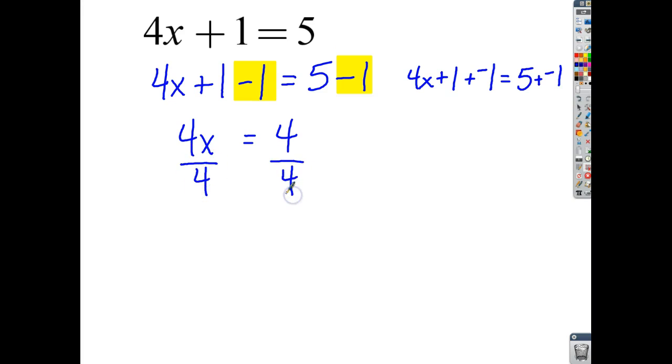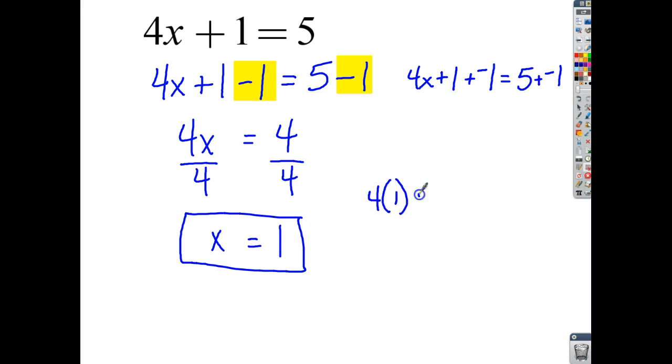We'll take 4 by 4, and I get 1x is equal to 1. Okay. Let's go ahead and try it out. If I do 4 times 1 and add 1, will that equal 5? Let's go ahead and try. 4 times 1 is 4, plus 1, does that equal 5? 4 plus 1 is 5, does that equal 5? And yes, it works. Okay, so x is equal to 1.